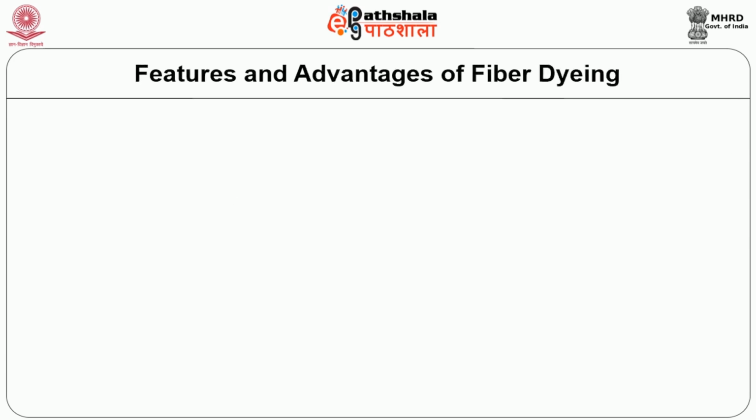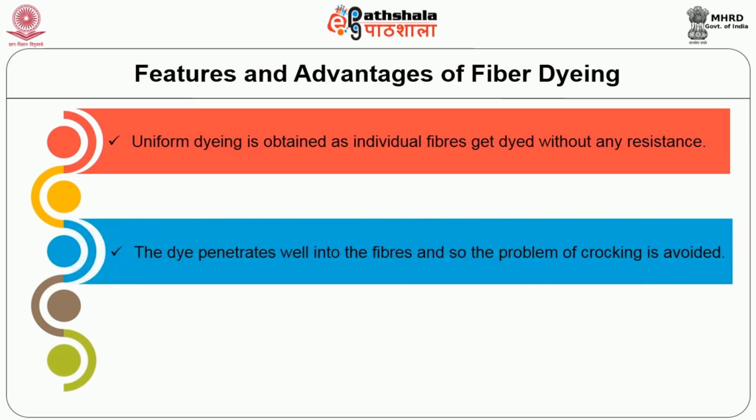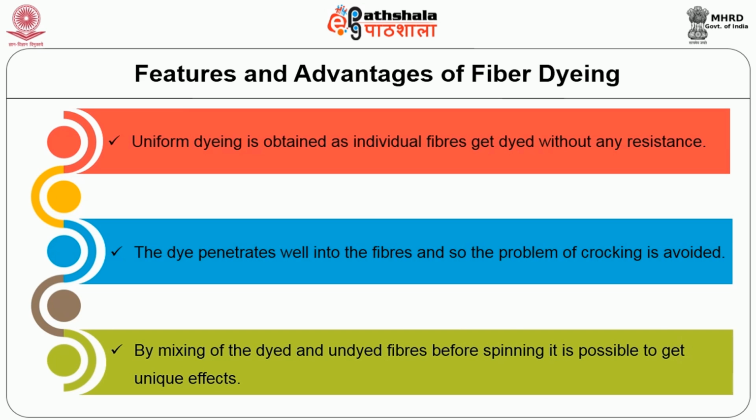The advantages of fiber dyeing are: uniform dyeing is obtained as individual fibers get dyed without any resistance. The dye penetrates well into the fiber and so the problem of crocking is avoided. By mixing of the dyed and undyed fibers before spinning, it is possible to get unique effects.